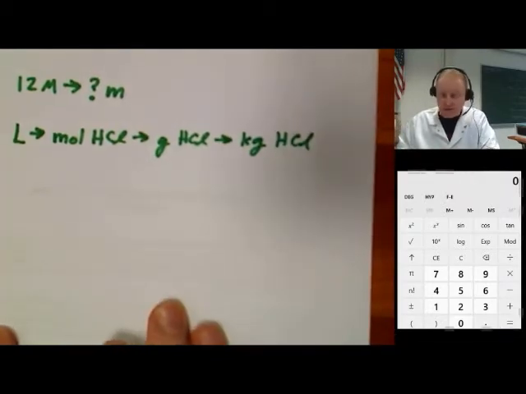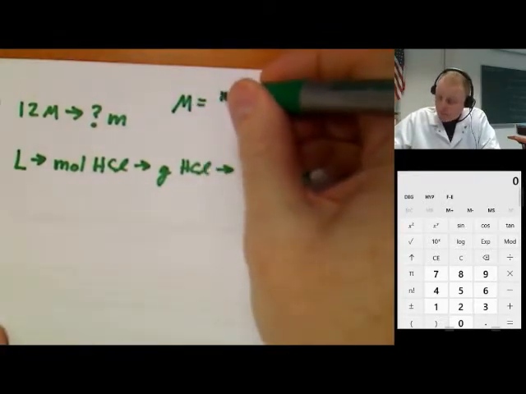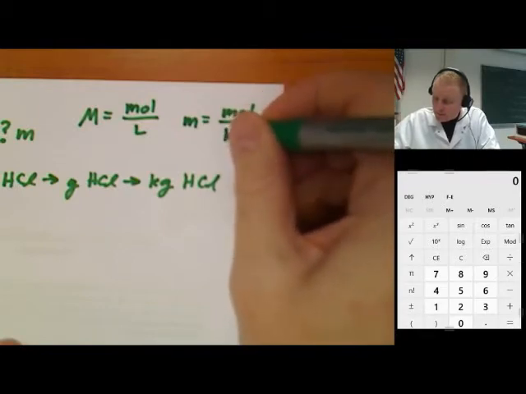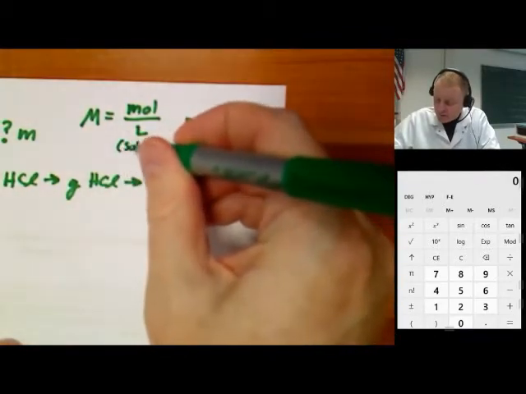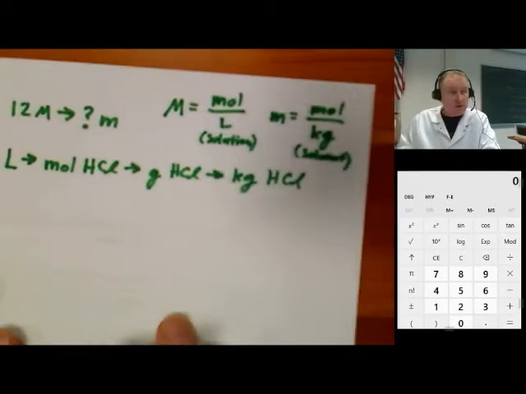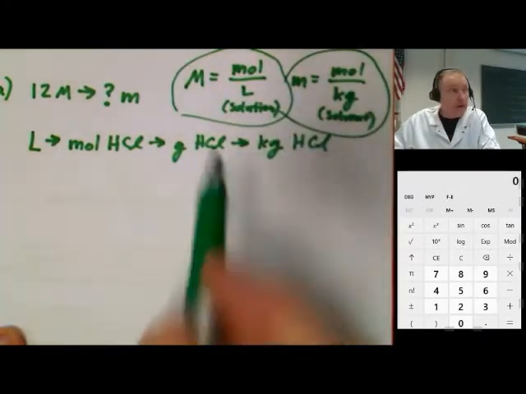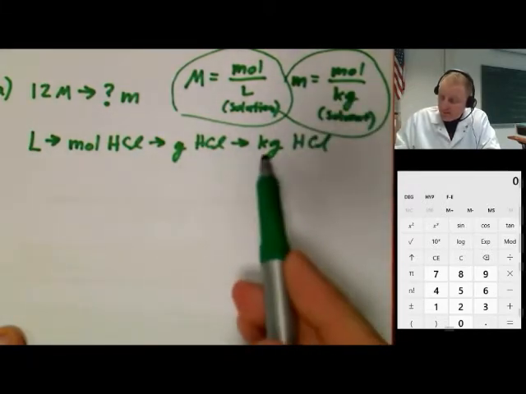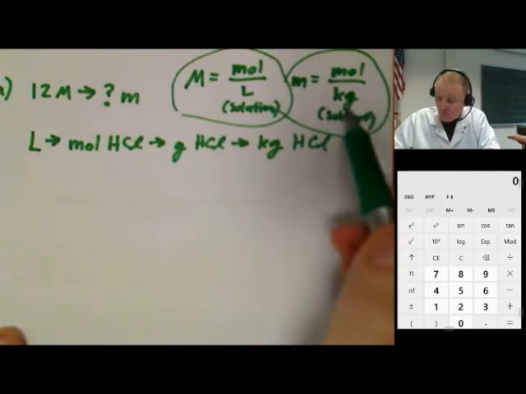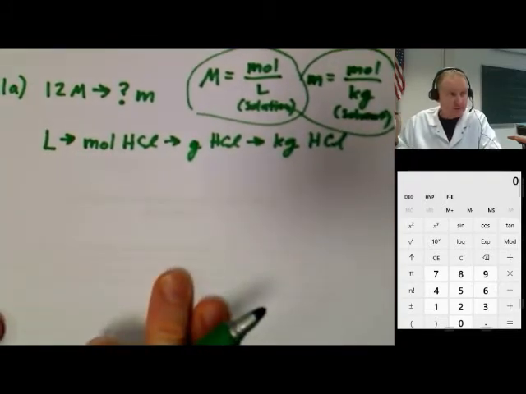And you might think, what's the point of doing this right now? Well, remember that molarity equals moles per liter, but molality equals moles per kilogram. Again, this is solution, and this is just the solvent. So my goal here is, if I can figure out how many kilograms of hydrogen chloride are in my solution, I can figure out how many kilograms of water are in one liter. So let's walk through this. Let's see if it makes more sense as I'm doing this.